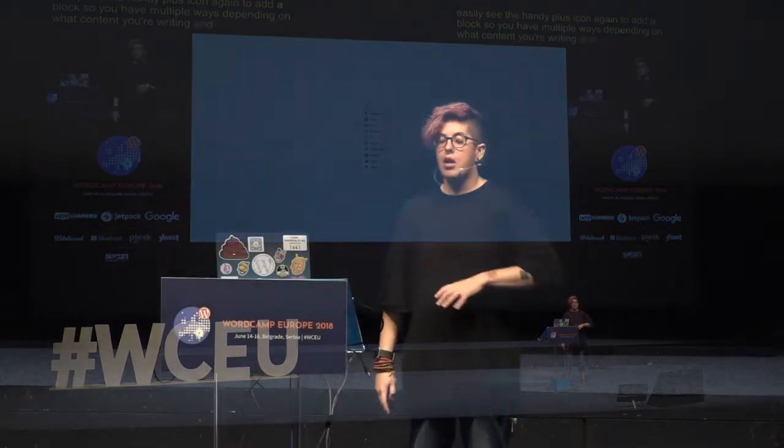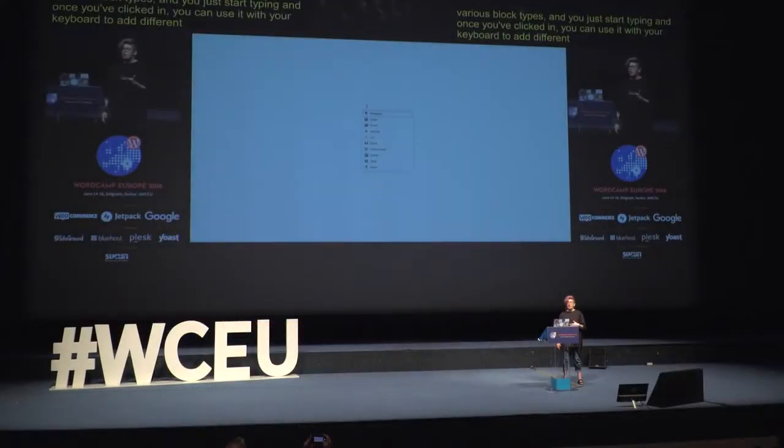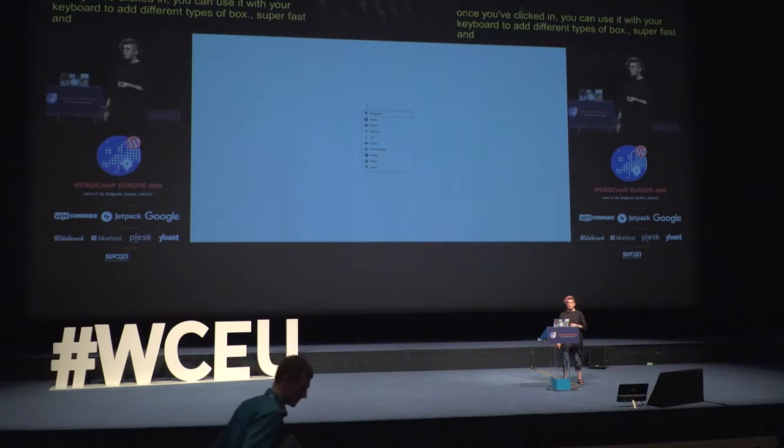One feature of Gutenberg that I find really helps with the flow is using the forward slash command. Just like in Slack and other apps, you can do this to bring up various block types. You just start typing, and once you've clicked in, you can use it with your keyboard to add different types of blocks. Super fast and really creates a flow to writing.